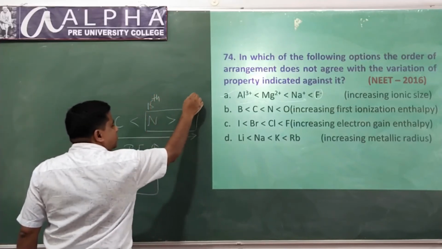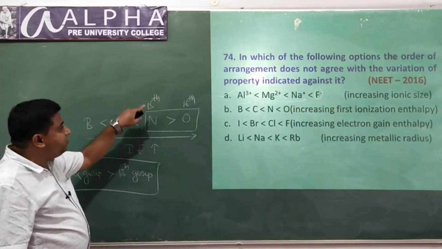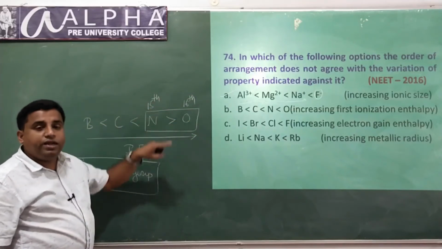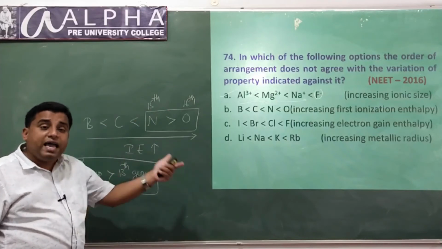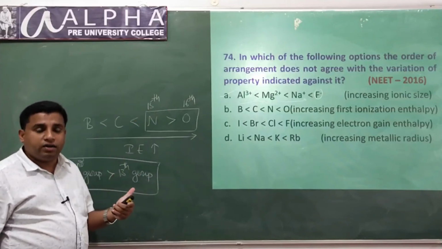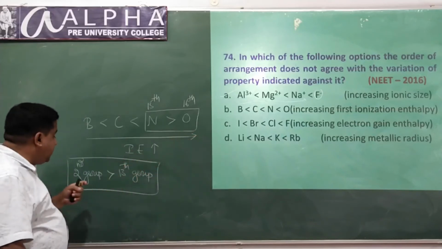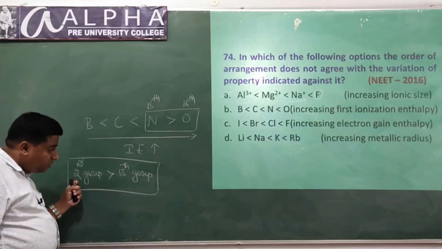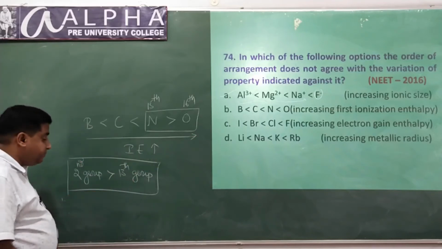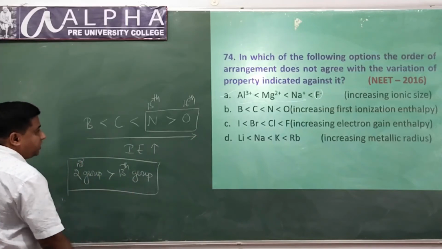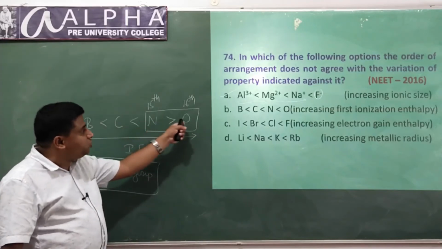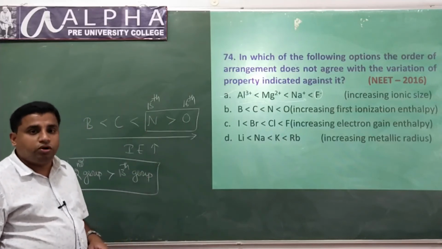15th group and 16th group. The ionization enthalpy of 15th group is more than the ionization enthalpy of 16th group, which is against the rule that we have learnt. What is the rule? The ionization enthalpy should increase along the period, but it decreases from second group to 13th group, and it decreases from 15th group to 16th group. Okay, these are the exceptions.